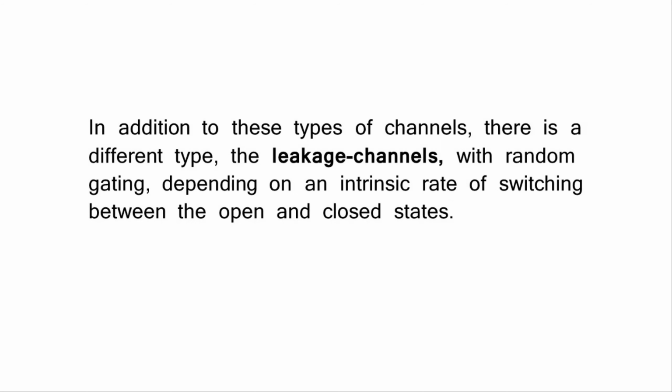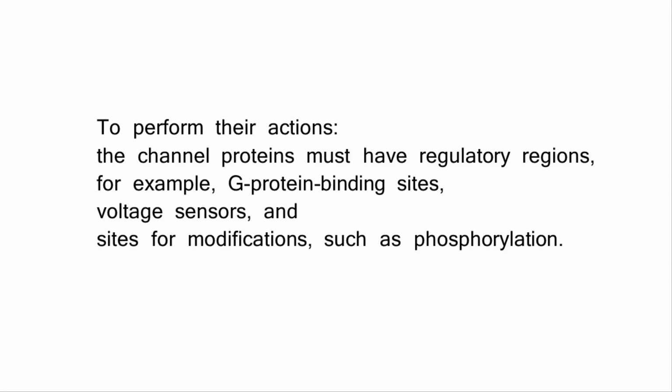In addition to these types of channels, there is a different type, the leakage channels, with random gating, depending on an intrinsic rate of switching between the open and closed states. To perform their actions, the channel proteins must have regulatory regions. For example, G protein binding sites, voltage sensors, and sites for modifications, such as phosphorylation.